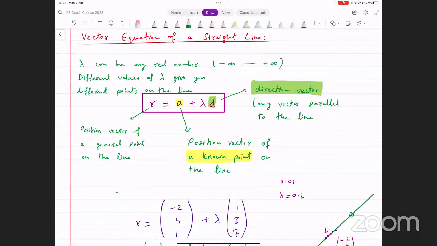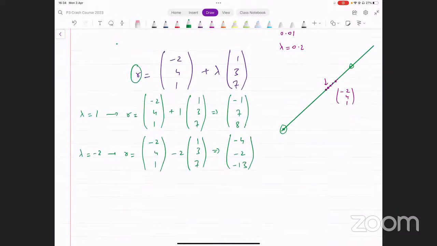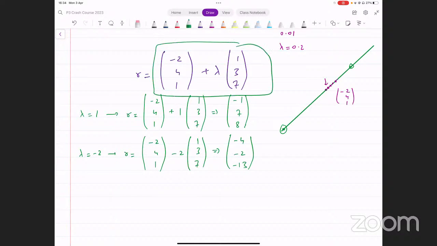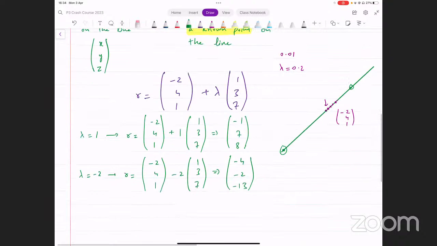Okay, now R is the general point on the line. So you can see R is equal to different position vectors depending on the value of lambda. So this whole thing is going to evaluate to something depending on the value of lambda. So that's why we are saying R is a general point that we have. We often write R in this form as well. You could say this is X, Y, Z. That's the general point that we have on the line. It's in this form, X, Y, Z. This is the position vector of a general point on the line.